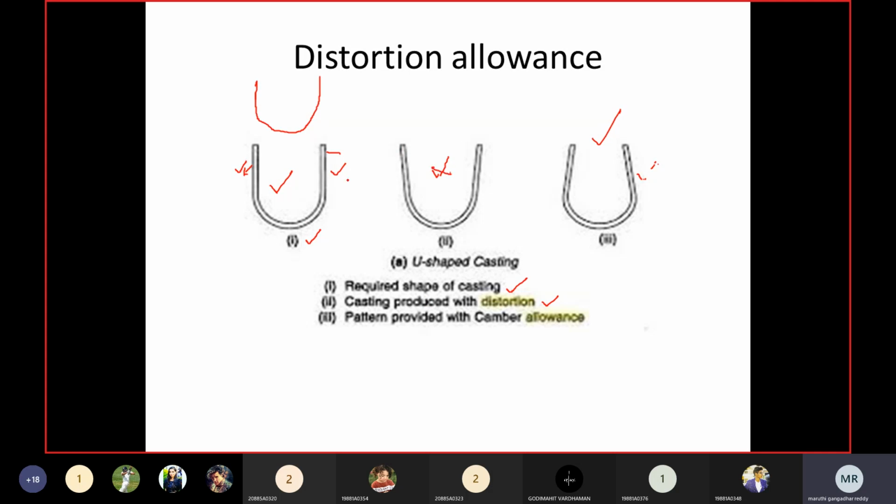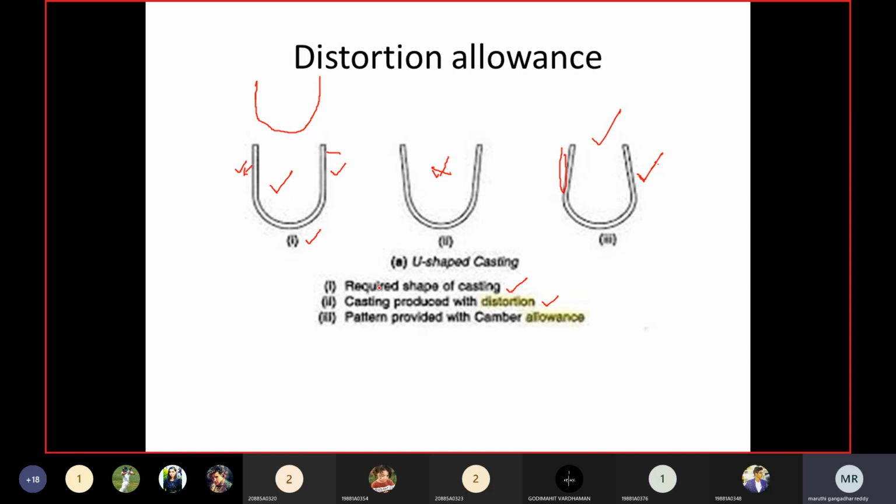So what I have to do in order to get the desired casting is select a pattern which has the vertical surfaces slightly inwards. So what will happen during the solidification? It will become straighter, and then I am going to get the required shape of the casting. That is the concept of distortion allowance.